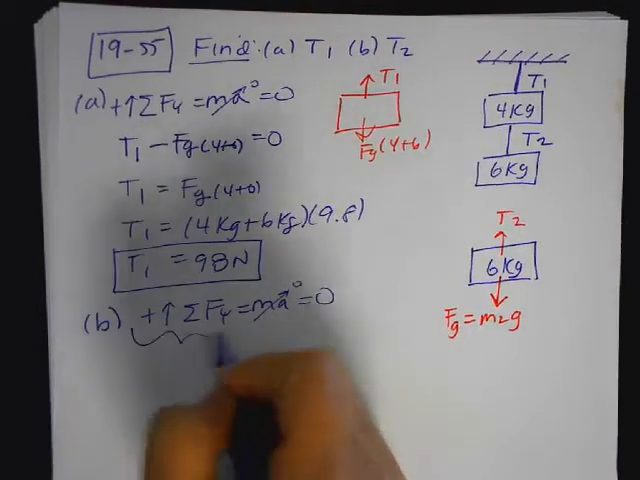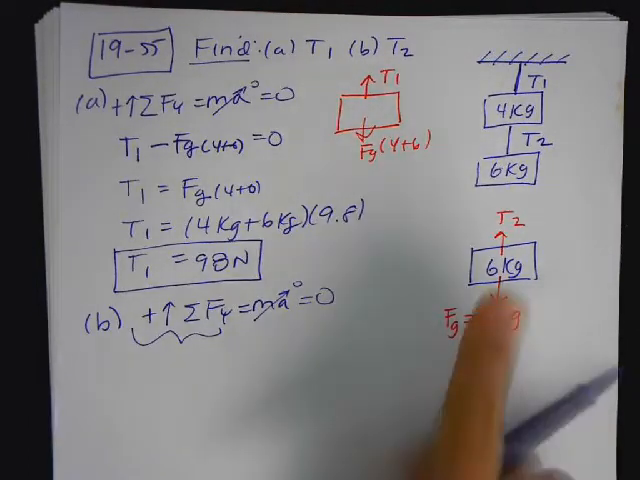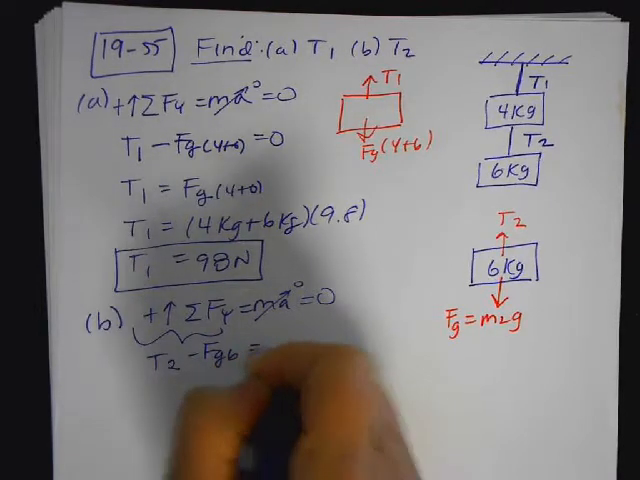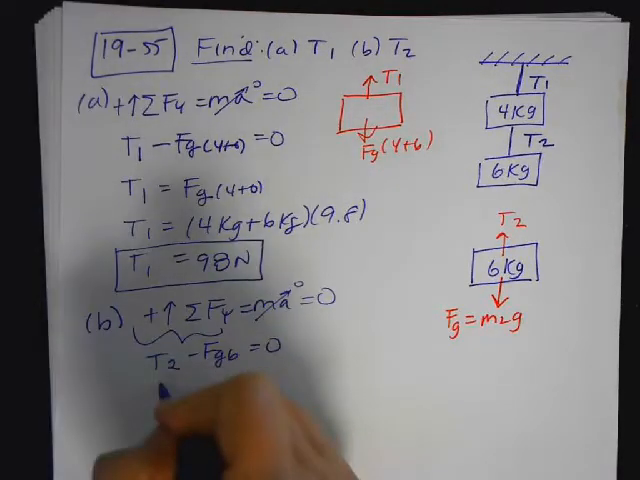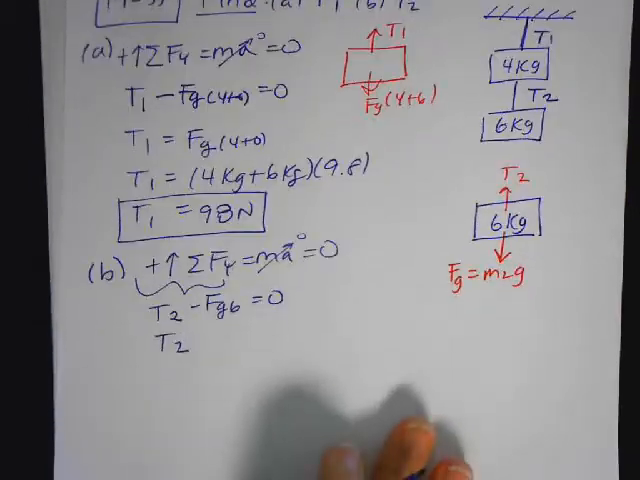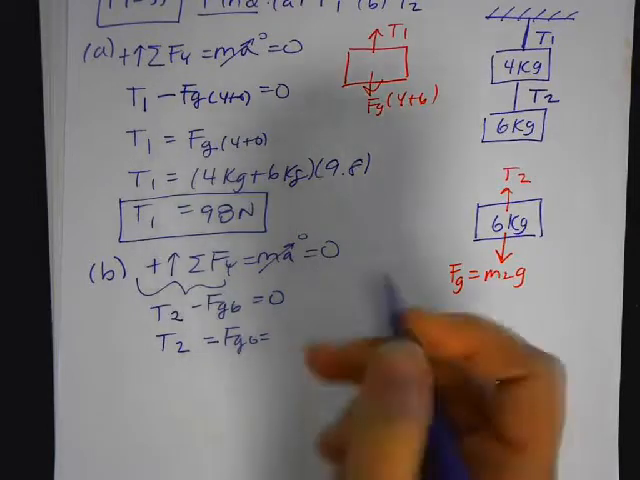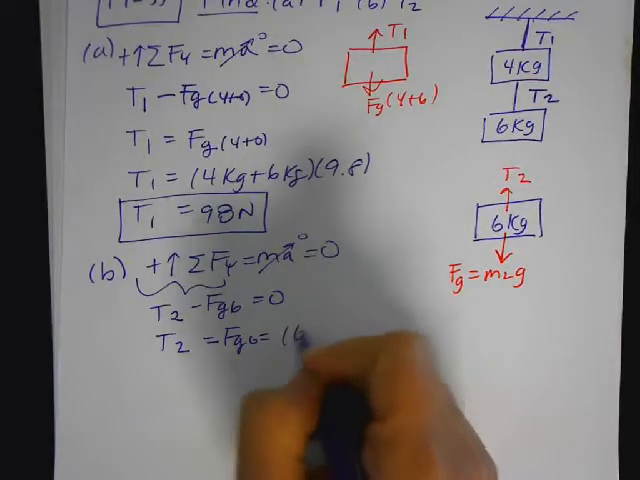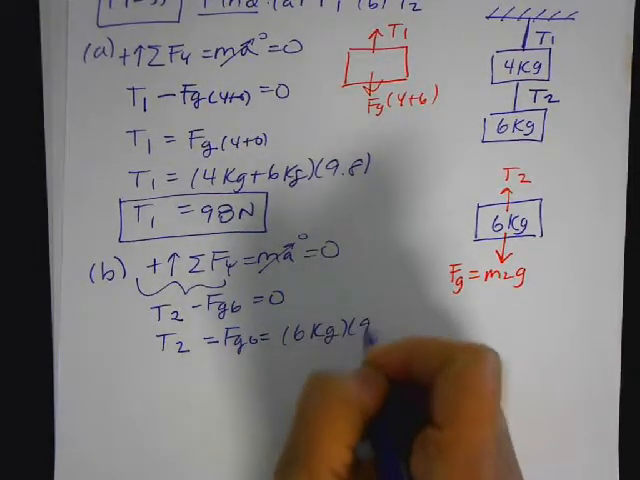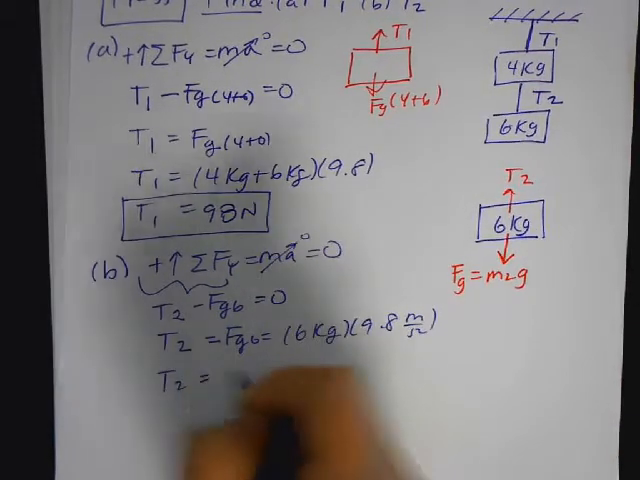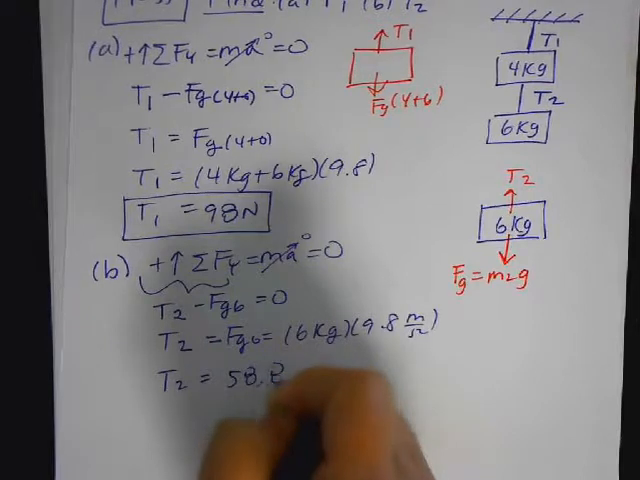So now I'm going to look at my free body diagram. So I have T2 minus Fg6 is equal to 0. So T2 is equal to Fg6, which is equal to mg. So it's 6 kilograms times 9.8 meters per second squared. So T2 is equal to 58.8 newtons.